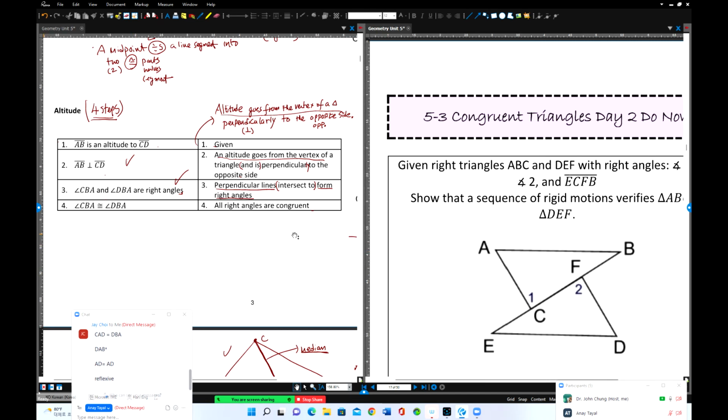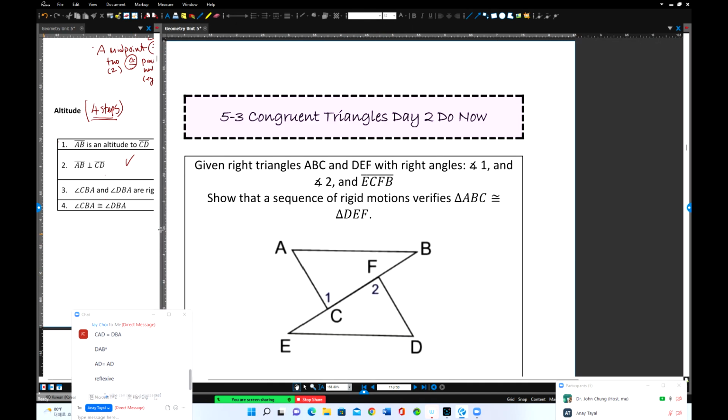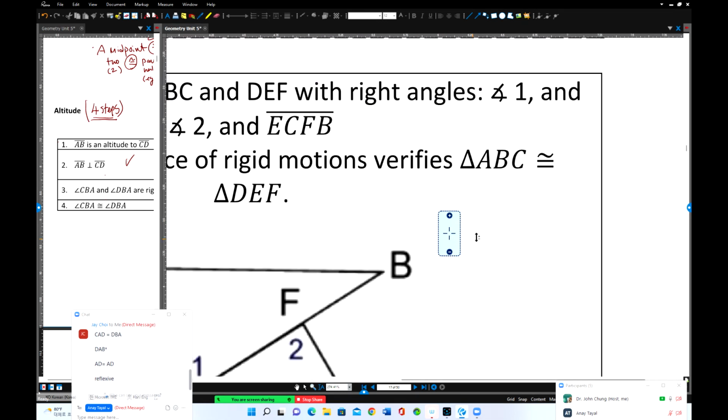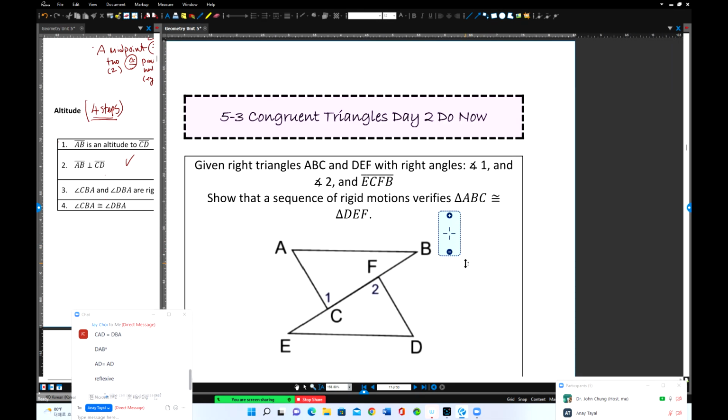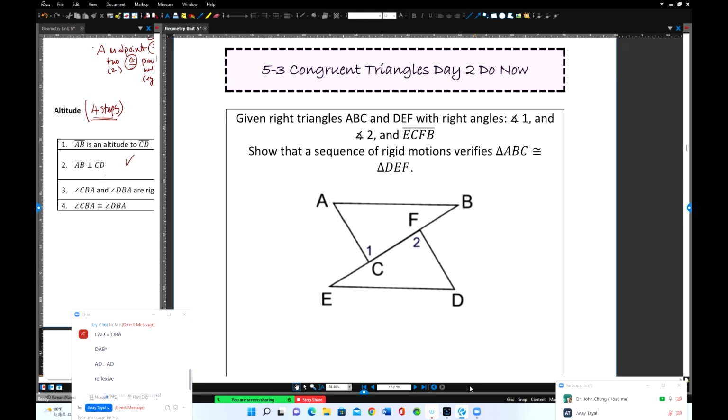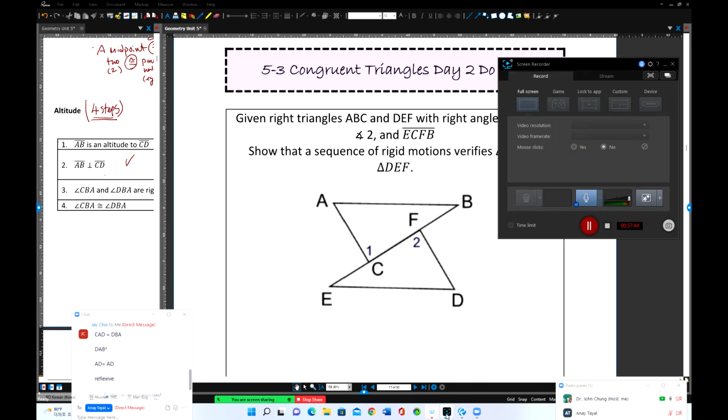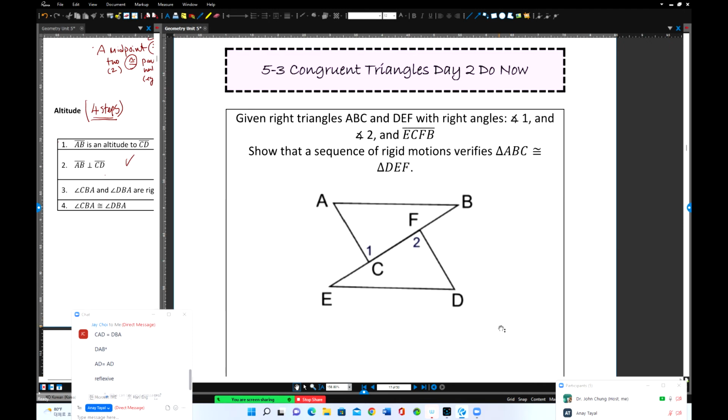I'm gonna move this one to the left. Okay, make it big. It's a recording, right? Okay, it's a recording.